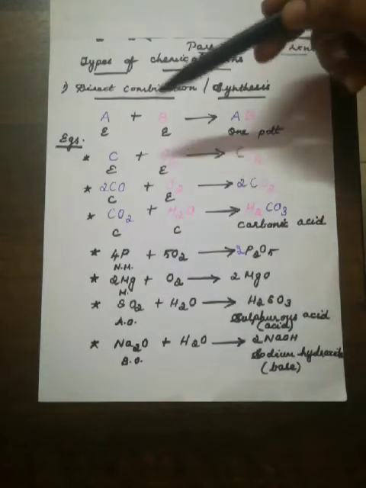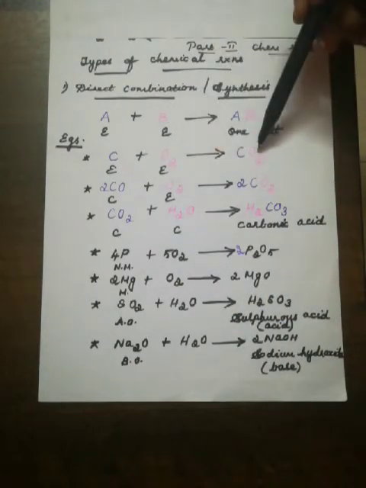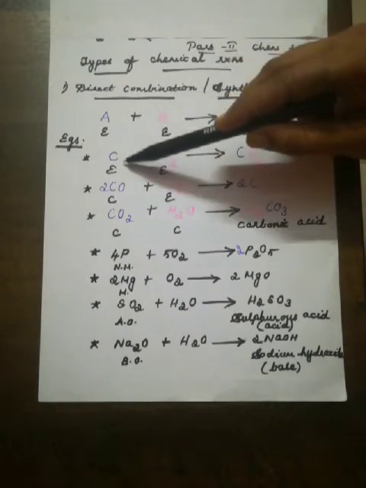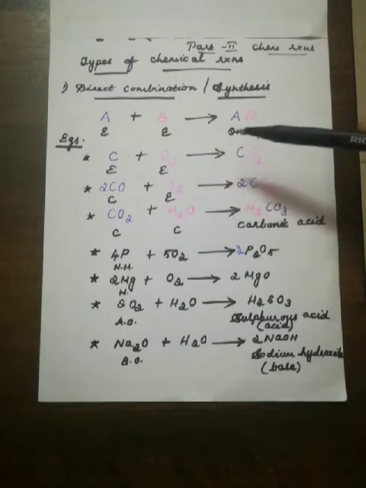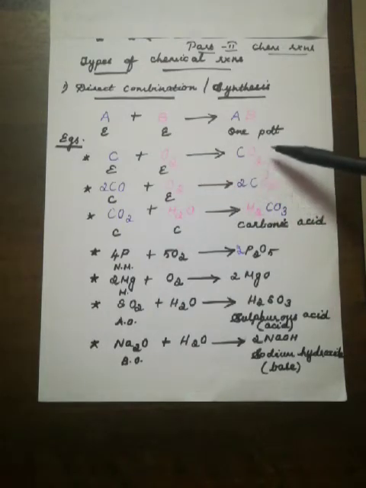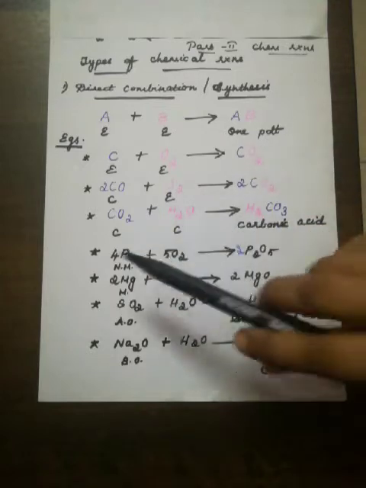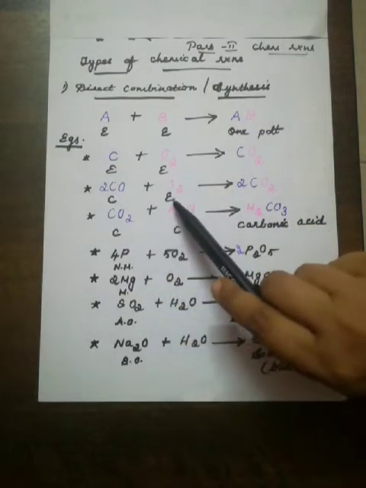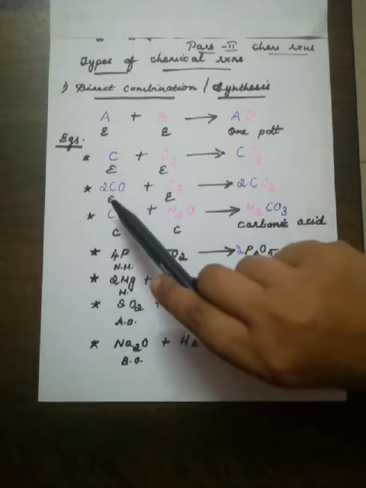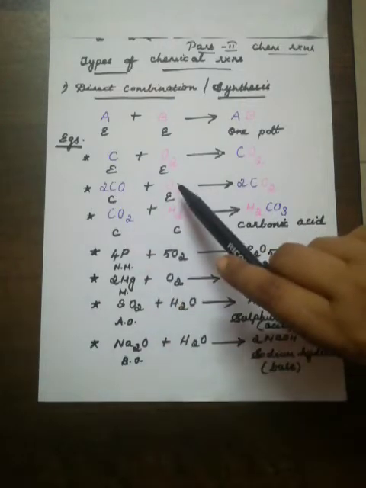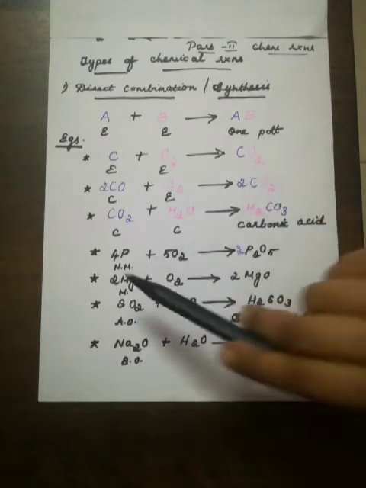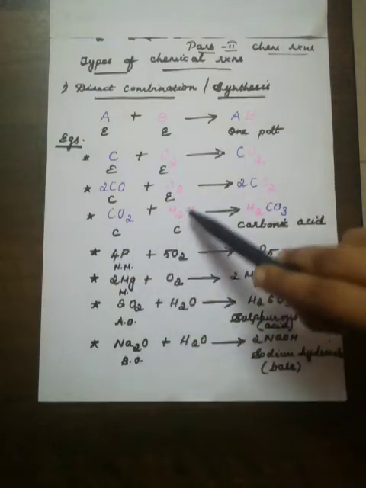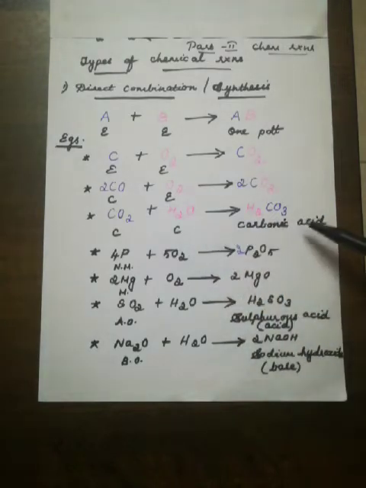Now we'll see some examples, that is carbon with oxygen giving carbon dioxide. Carbon is purely one element and oxygen is purely another element which combine to form carbon dioxide. So you are getting one product. Now let's see an example of compound with element. In this case, carbon monoxide reacts with oxygen to form carbon dioxide. So you are getting one product. The carbon dioxide is a compound which reacts with another compound, water, to form carbonic acid. So many examples are there.